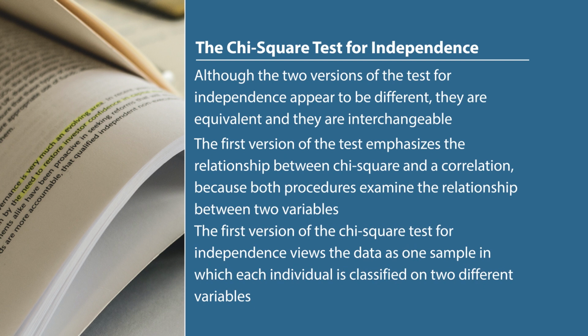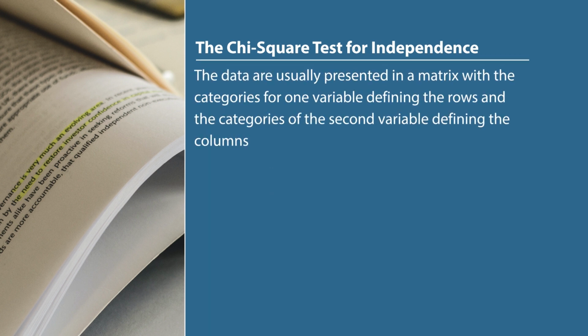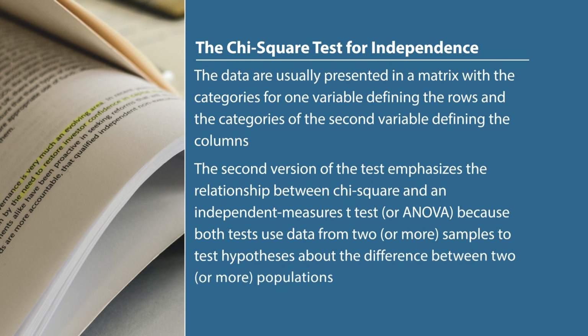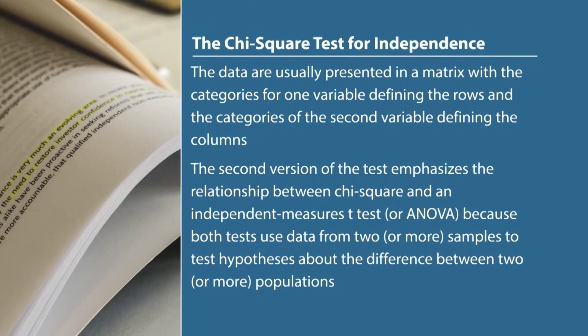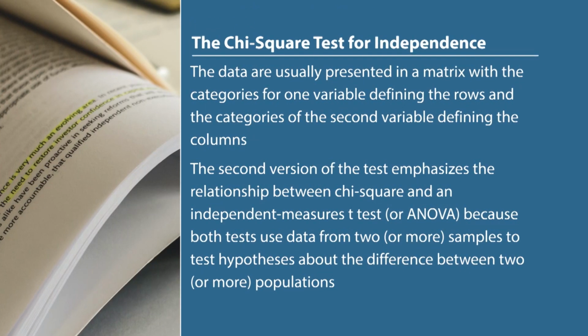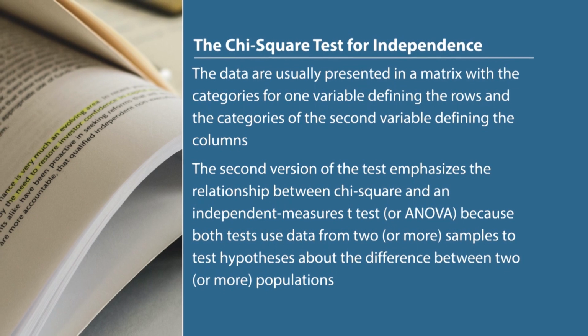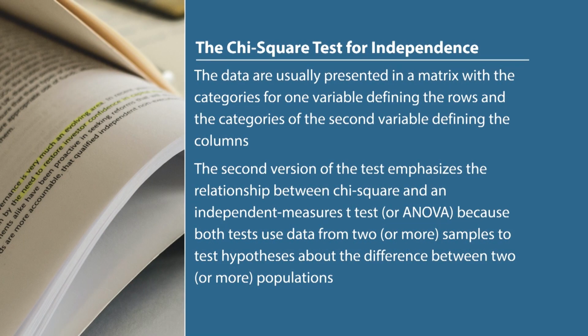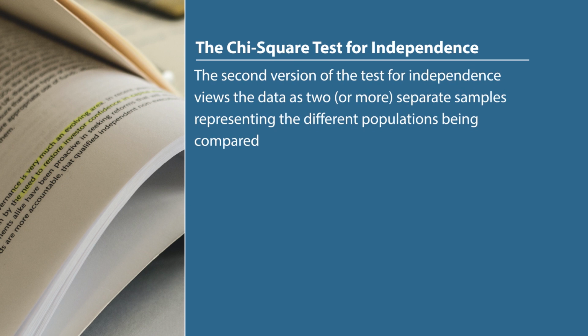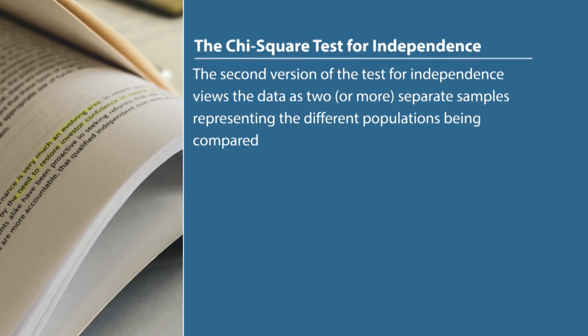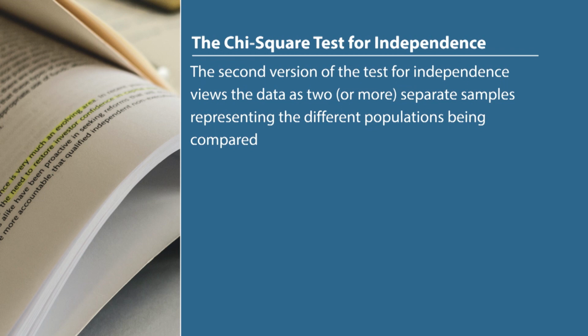The first version of the chi-square test for independence views the data as one sample in which each individual is classified on two different variables. The data are usually presented in a matrix with the categories for one variable defining the rows and the categories of the second variable defining the columns. The second version of the test emphasizes the relationship between chi-square and an independent-measures t-test or ANOVA, because both use data from two or more samples to test hypotheses about the difference between two or more populations. The second version of the test for independence views the data as two or more separate samples representing the different populations being compared.